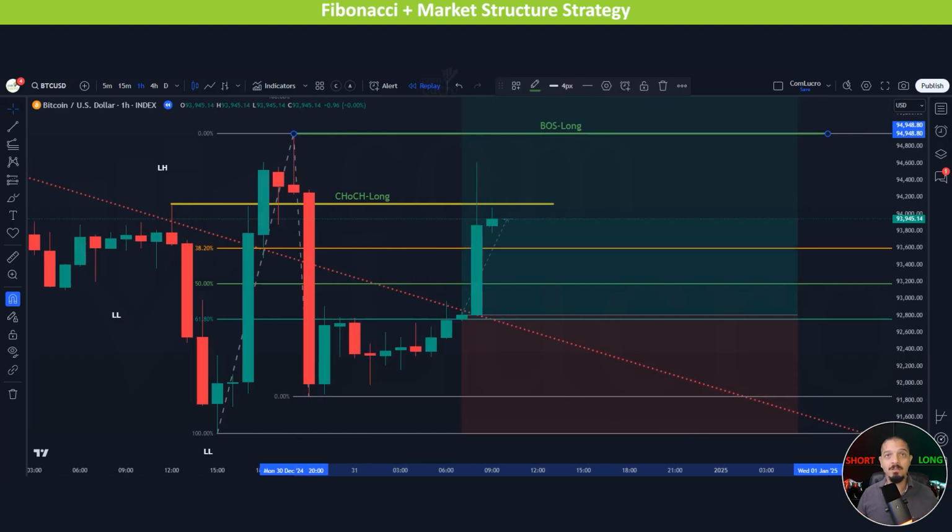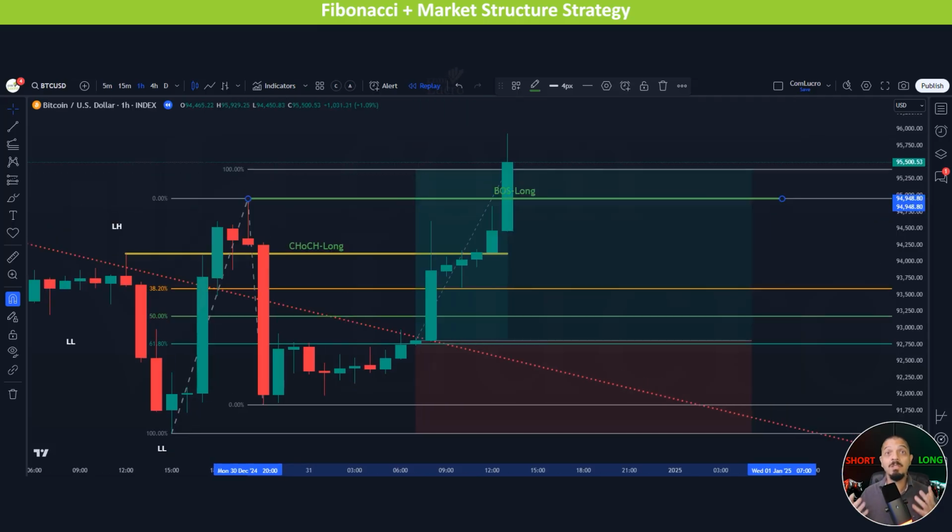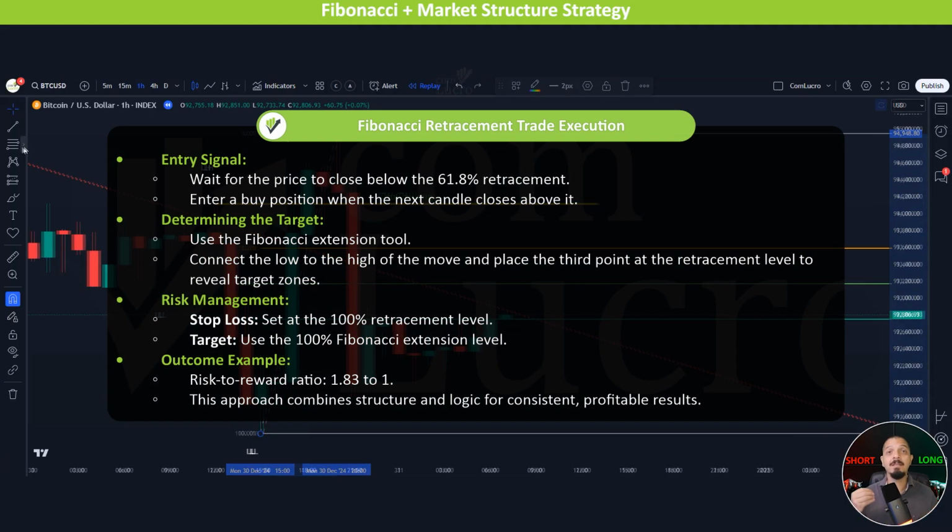As shown on the chart, this setup results in a winning trade with a risk-to-reward ratio of 1.83 to 1, making it an excellent opportunity. By following these steps and maintaining discipline, we ensure each trade is based on a solid structure and logic, maximizing the potential for consistent and profitable results.